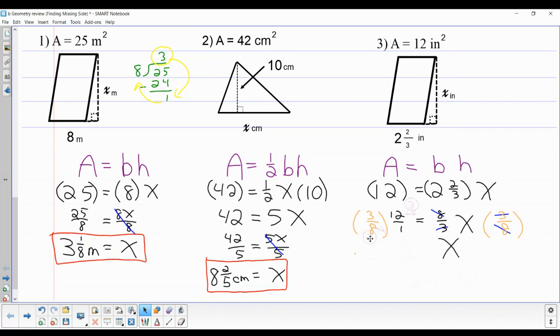On the left, 4 goes into 8 twice. 4 goes into 12 3 times. 3 times 3 in the numerator to get the numerator. 2 times 1 is 2 to get the denominator. And then 2 goes into 9 4.5 times.